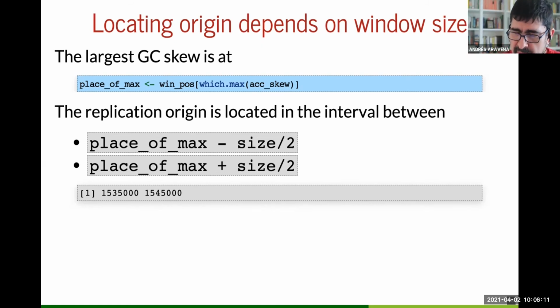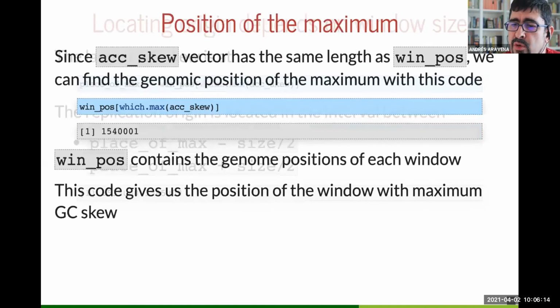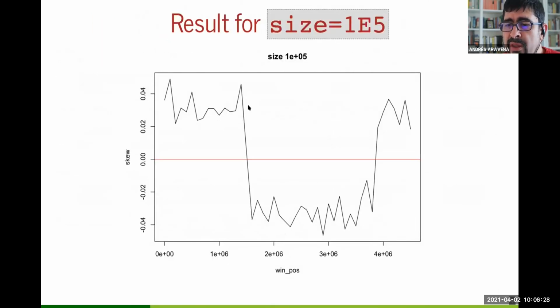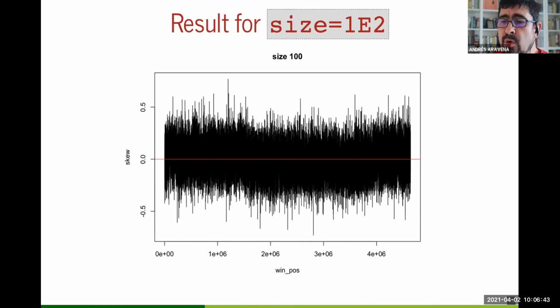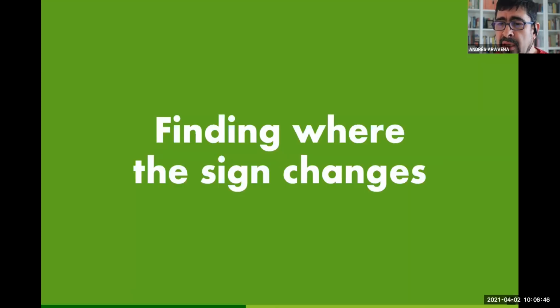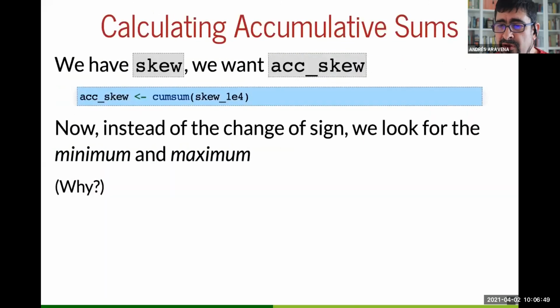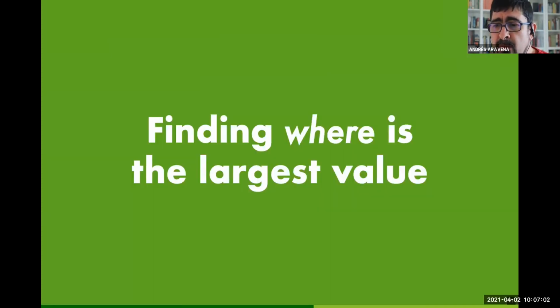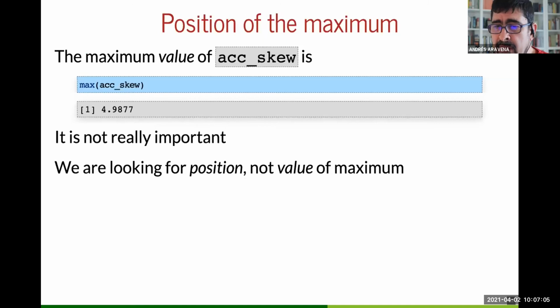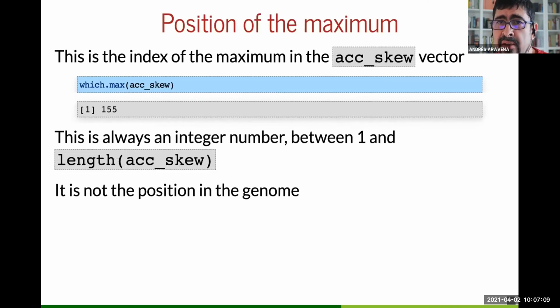Let me just remind you again why we go to this. If you use big windows, it is easy to find the place of change of sign, but the margin of error is big. If you use smaller windows, you get better precision, but more noise. To avoid the noise, what we do is find the cumulative sum with this function, cumsum. We replace the problem of sign with a problem of minimum and maximum. And when we get minimum and maximum, we have different tools like which.min and which.max. And that is a much simpler problem.